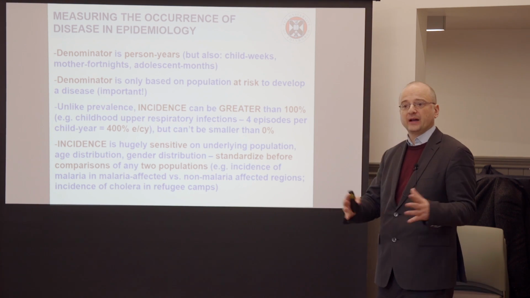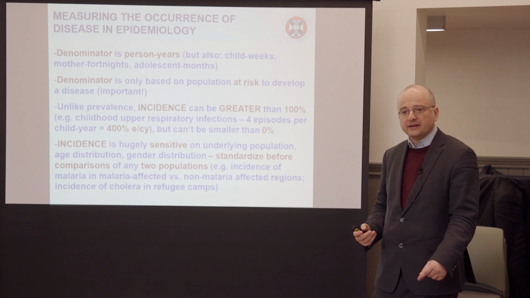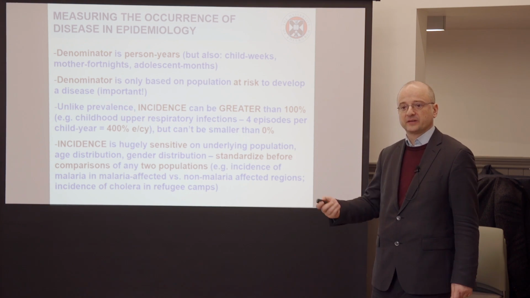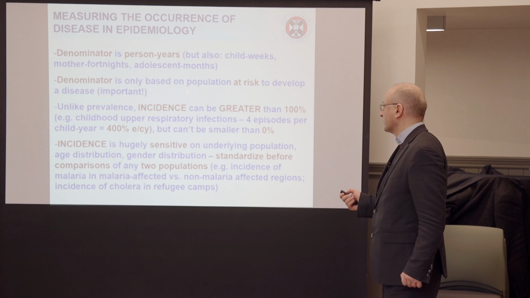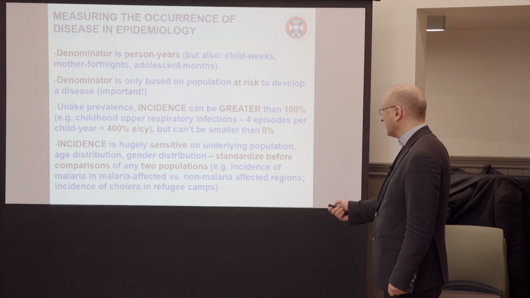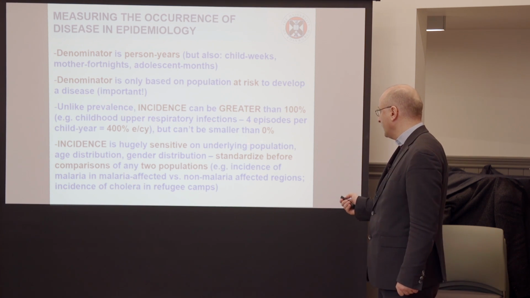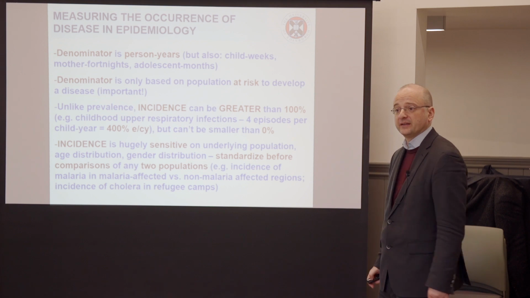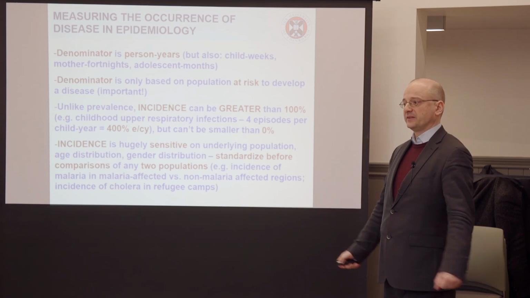Someone can have 5 heart attacks over 10 years, all right? So the incidence of heart attacks over some time can be more than 100%, okay? So incidence can be greater than 100%, but can't be smaller than 0%, all right? You can't have negative episodes of disease, all right?